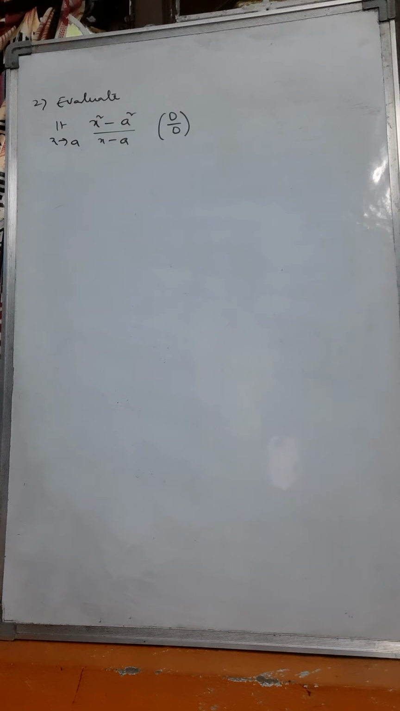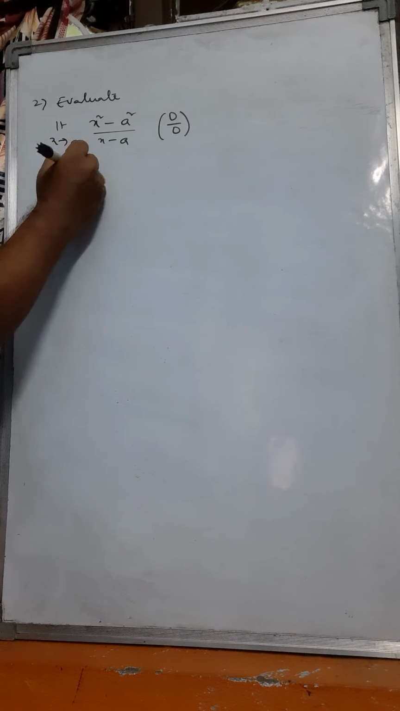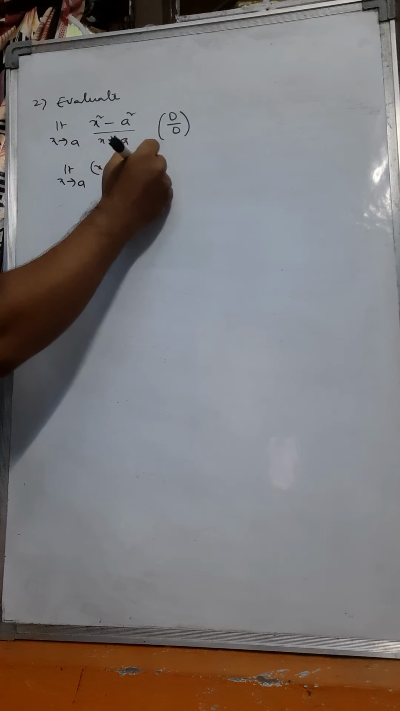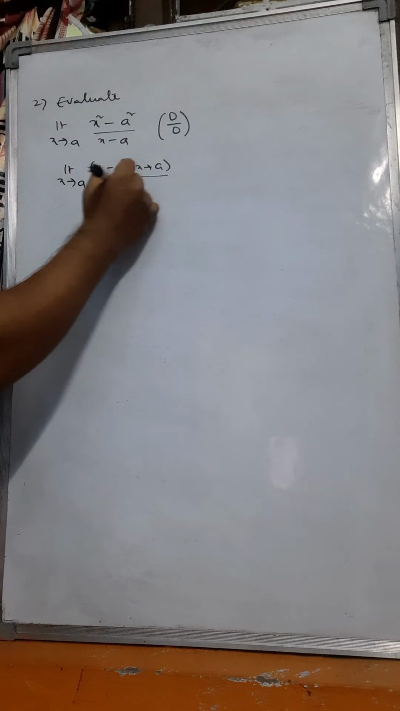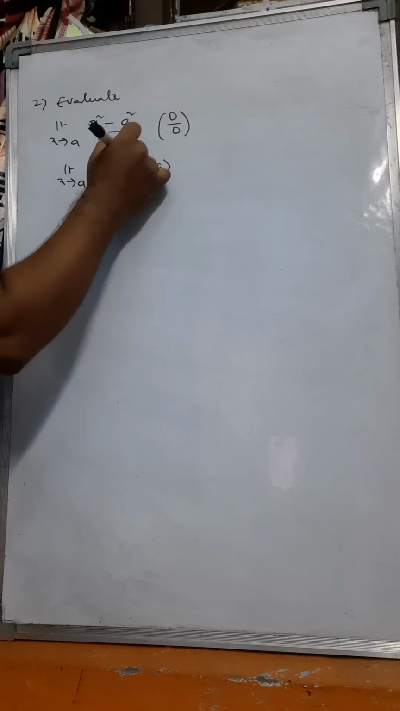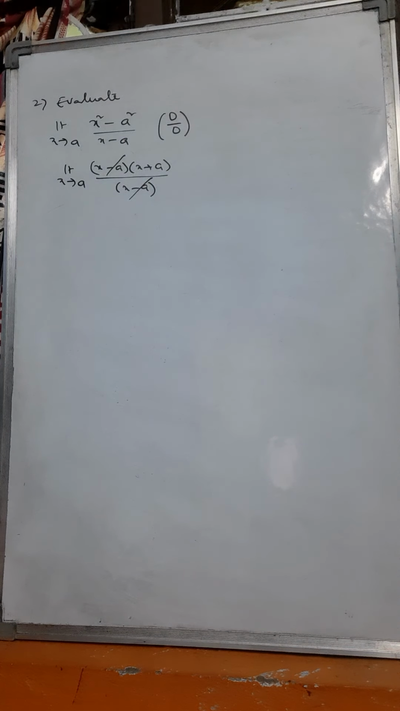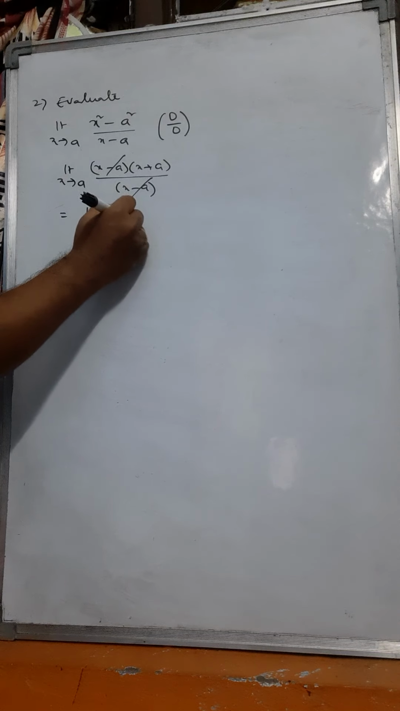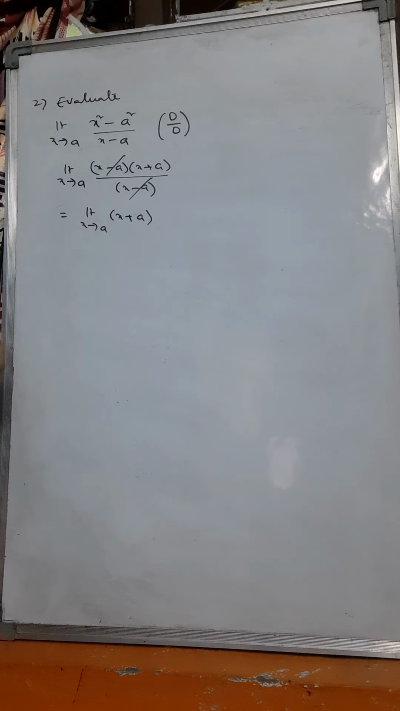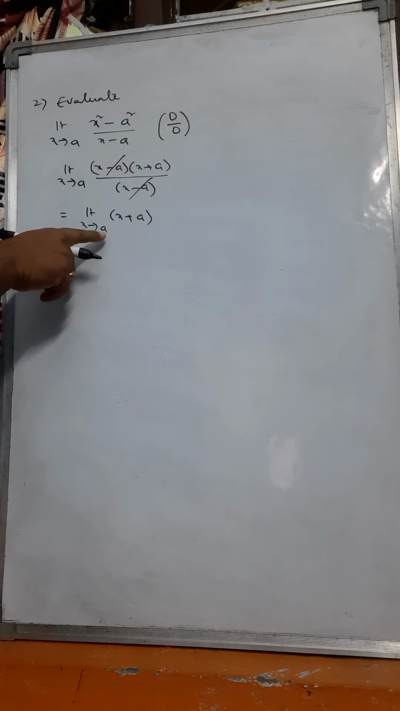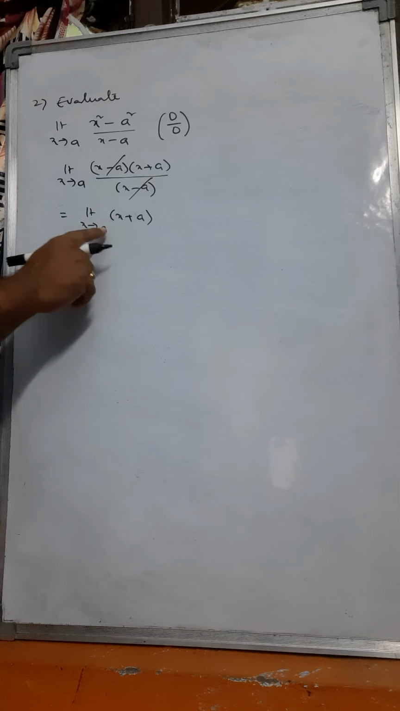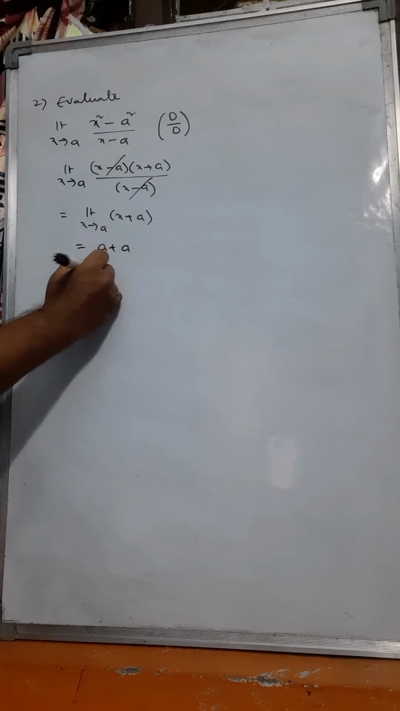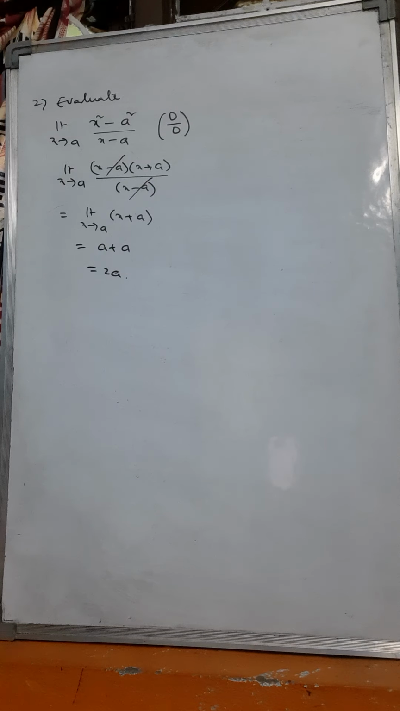x square minus a square can be written as limit x tends to a, (x minus a) into (x plus a) by (x minus a). The x minus a terms will get cancelled. That is equal to limit x tends to a, x plus a. Now there is no problem. Put x equal to a. So a plus a, that is equal to 2a.